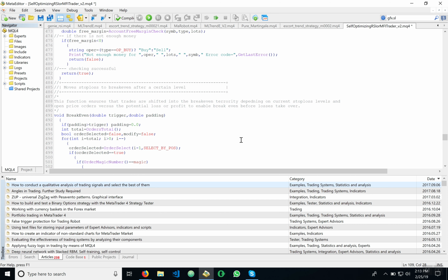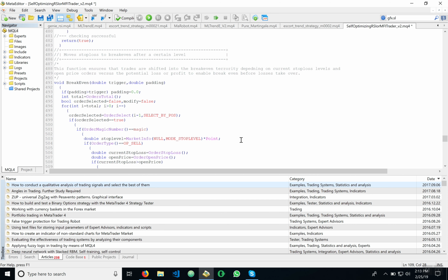Now moving on. The next function we have to look at is the break-even function, and basically what this function does is ensure that trades are shifted into the break-even territory depending on current stop-loss levels and open price orders versus the potential loss or profit, to enable a break even before losses get out of control.